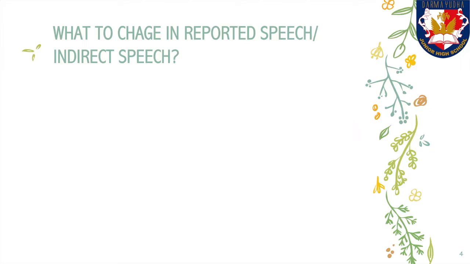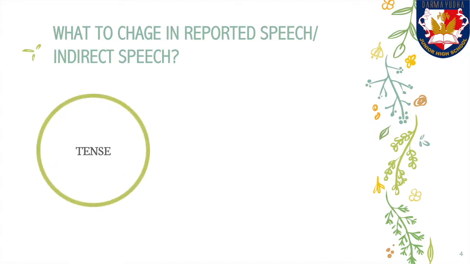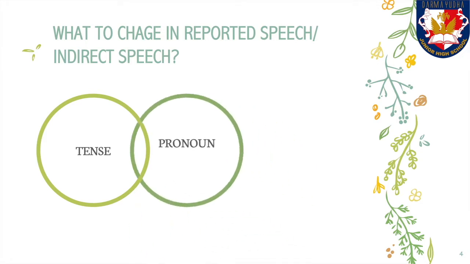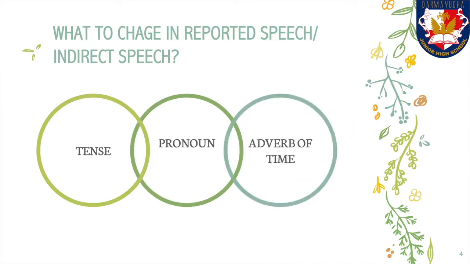What actually has to be changed in reported speech or indirect speech? Here they are. The 3 things to be changed in reported speech are the tense, the second one is the pronoun, and the adverb of time used in your direct speech. Remember, these 3 things must be changed in reported speech.